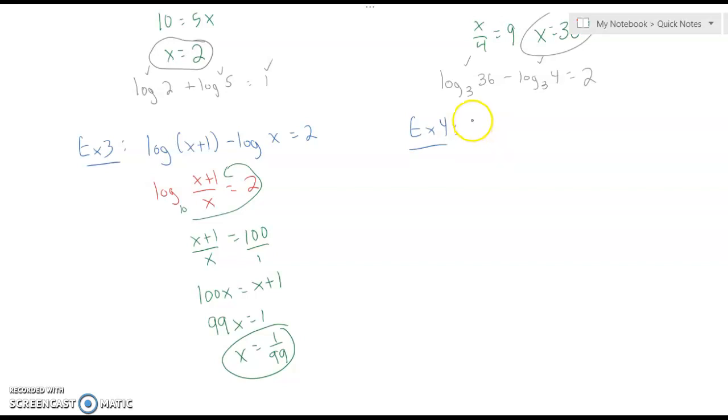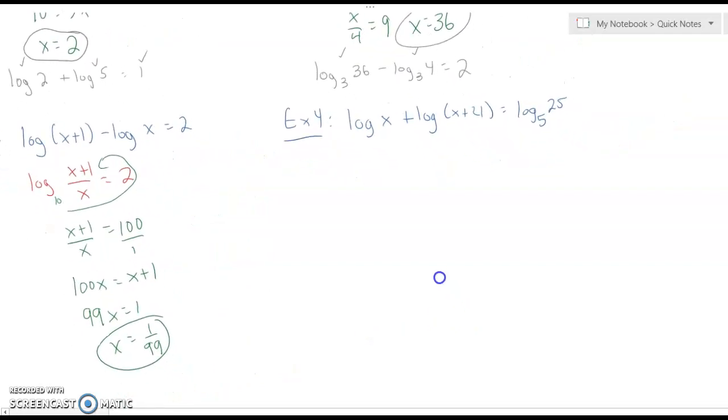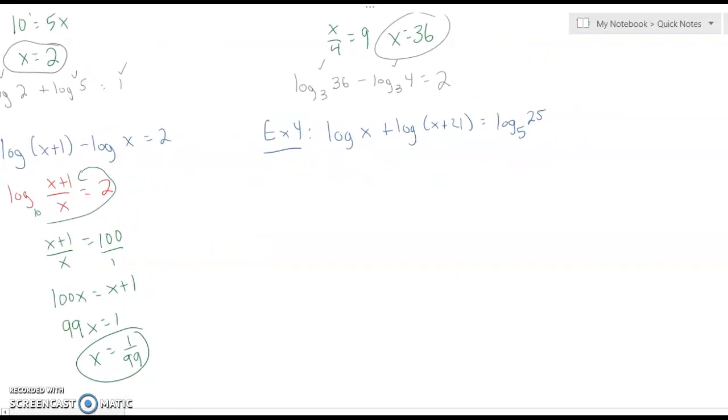So what if we had one like this? Log of x plus log of x plus 21 equals log base 5 of 25. And I like this one for a couple reasons. One, we're going to get a quadratic on the left side. Good news. The other thing I like about it is that there's actually log expressions on both sides. And so I'm going to have to do something with that log base 5 of 25. So I'm going to start off by combining my left side, condensing it down to x times x plus 21.